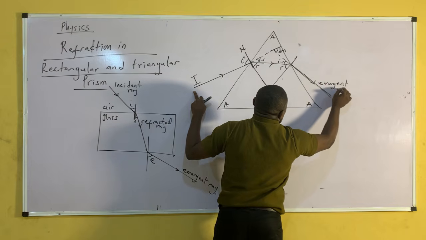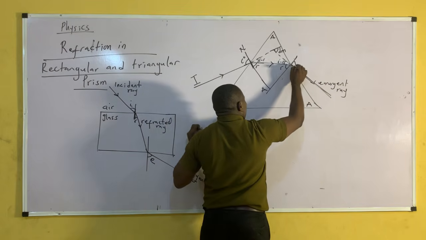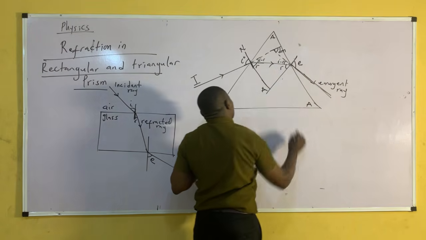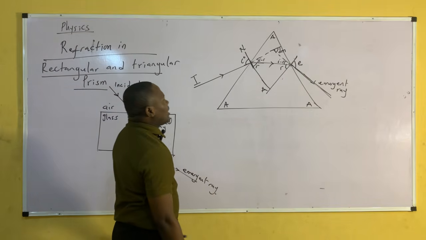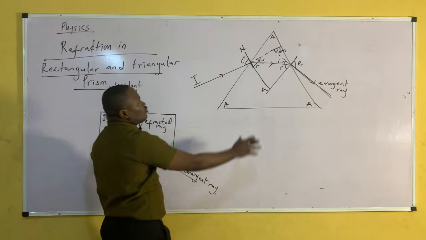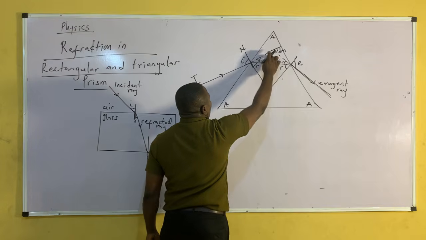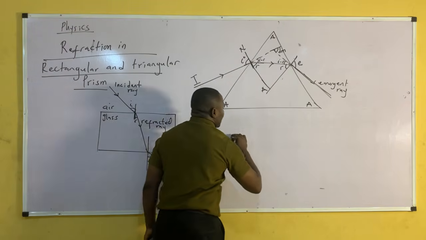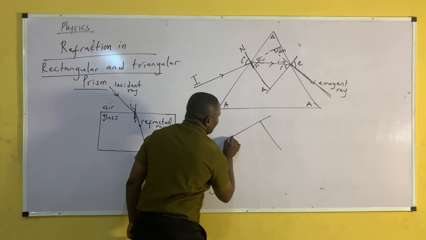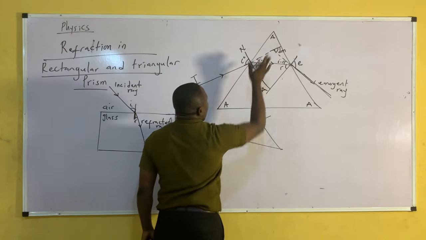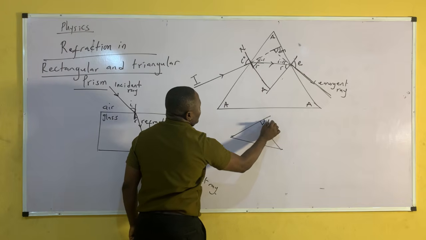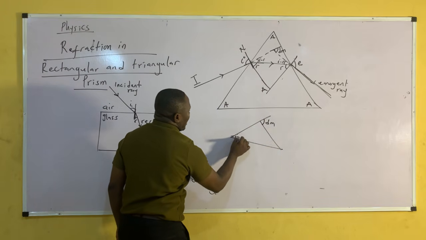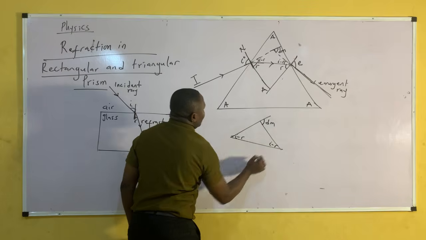Emergent ray. Take note of that, while here is the emergent angle. Now, what do we have here? I have two angles that I want you to see. I have something like this, and this. That's the upper part of it, where here is dm, here is i minus r, here is i minus r.